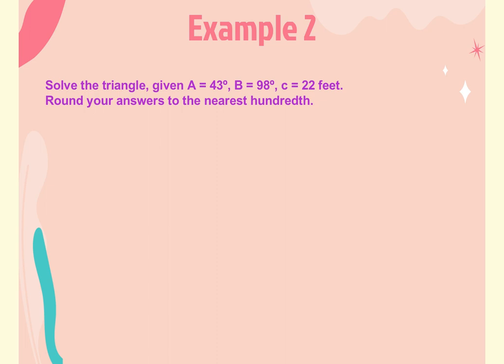All right, let's do it again. Solve the triangle. Given A is 43 degrees, B is 98 degrees, and C is 22 feet. So A, B, C, 43 degrees, 98 degrees, side C is 22.